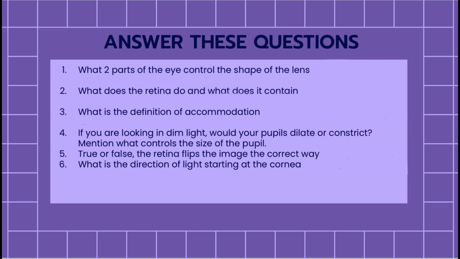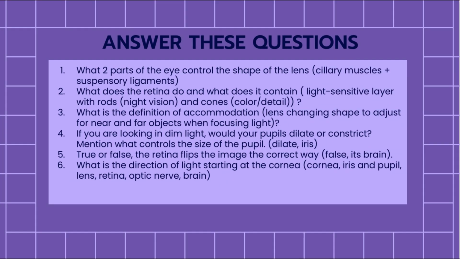Now, what's the direction of light, starting at the cornea? Is it that it goes to the iris and pupil in the cornea, and then where else? I don't know. Not quite. The direction of light goes from the cornea to the iris, the pupil, the lens, and then the retina, optic nerve, and finally the brain. Oh, okay, I finally understand how it works.